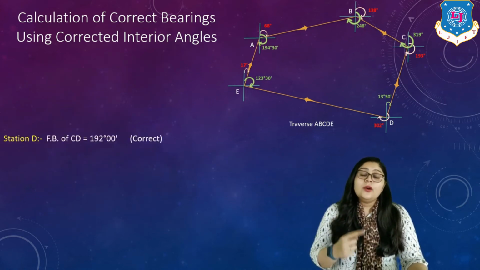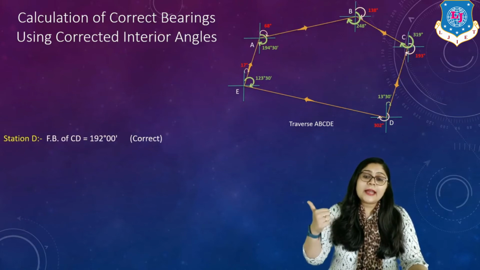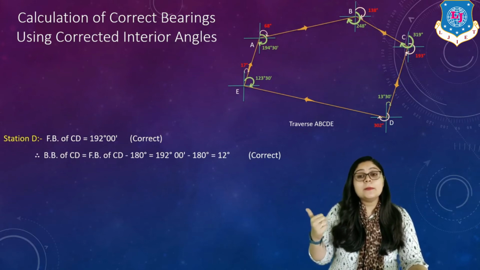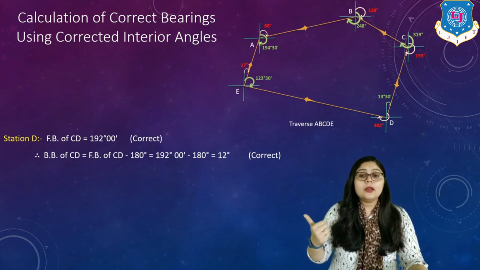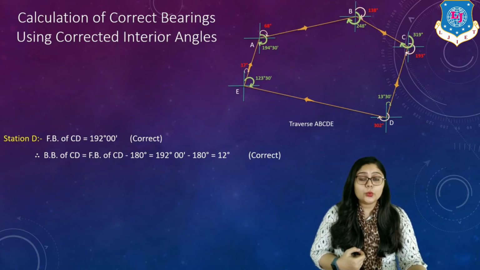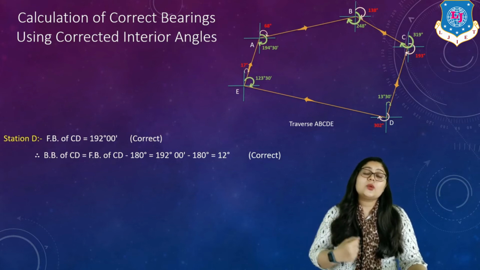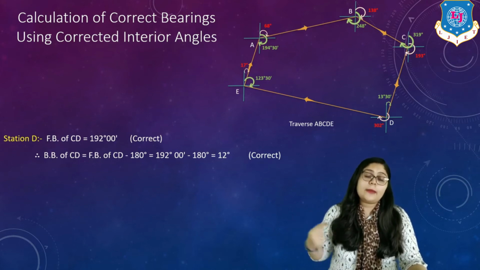So, now, for station D, the correct line that you have just found is the fore bearing of line CD. From this, you can find the back bearing of line CD. Simply, if you know the fore bearing, you can calculate the back bearing. Here, the value of the fore bearing is 192, which is higher than 180, so you simply subtract. You get 12 degrees, which is the correct value of the back bearing.